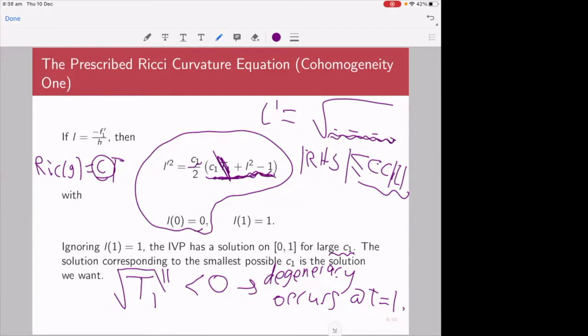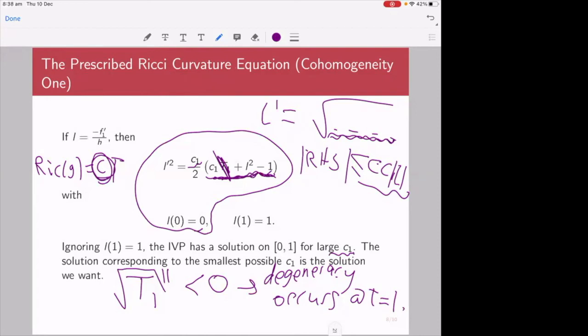But somehow in the prescribed Ricci curvature equation case, this is doing the exact opposite. C is somehow regularizing solutions to this problem more than we need, and so we need to lower C1 in order to get the critical value of C that we want. So I don't really have a good explanation for that, but certainly it's interesting.